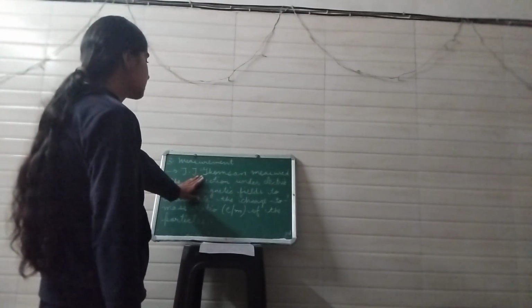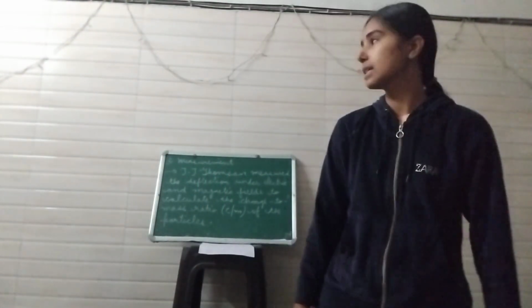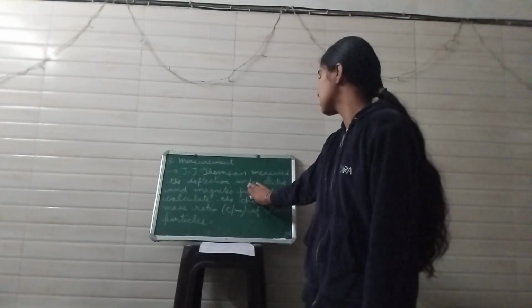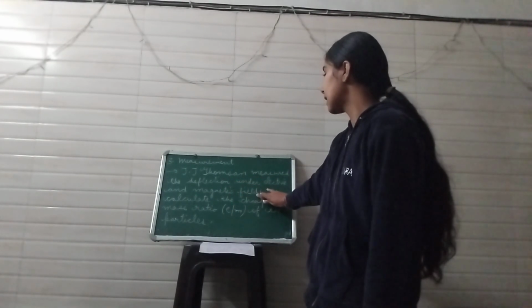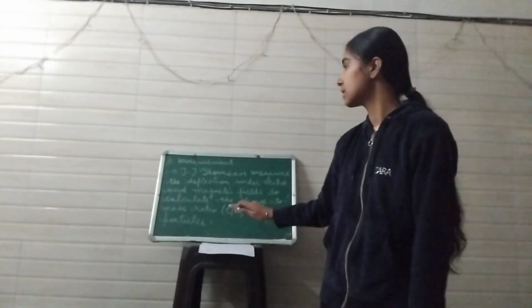So in measurement, J.J. Thomson measured the deflection under electric and magnetic fields to calculate the charge to mass ratio, e upon m, of the particles. With this third point, the experiment of discovery of electrons by J.J. Thomson is finished. Now we will do our chapter's next topic, which is the discovery of protons and neutrons.